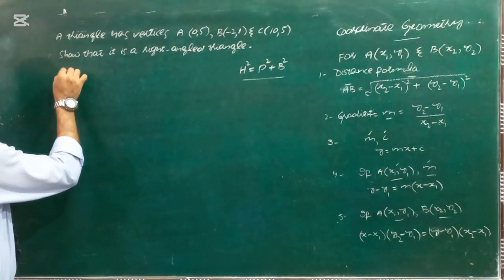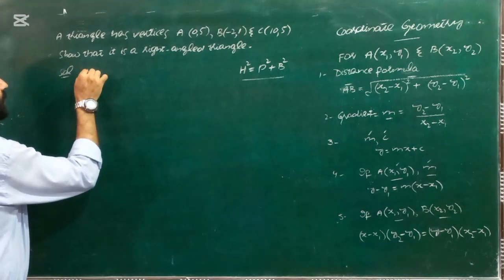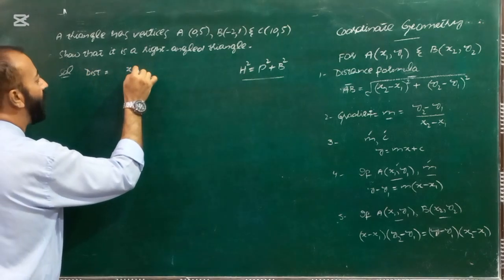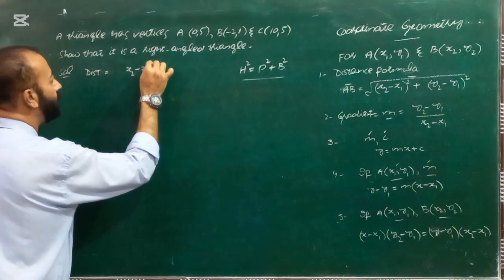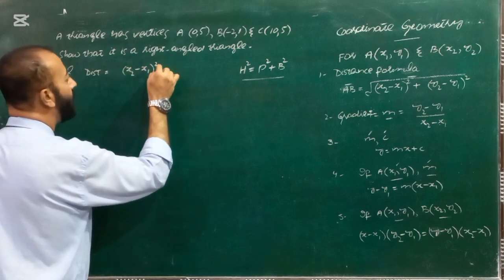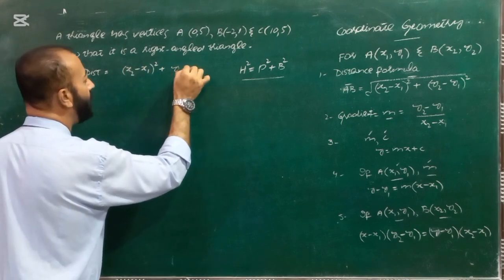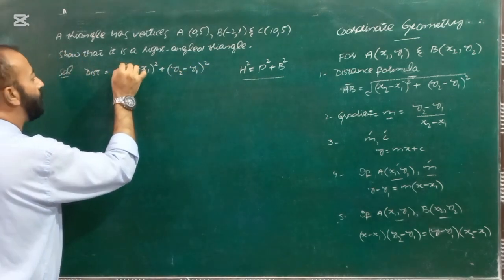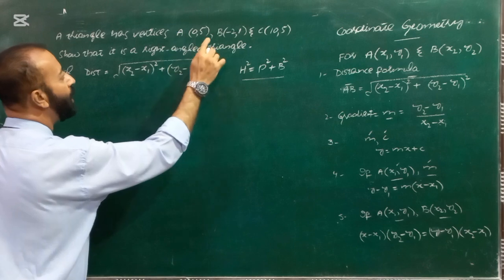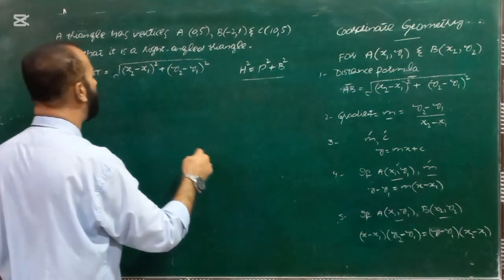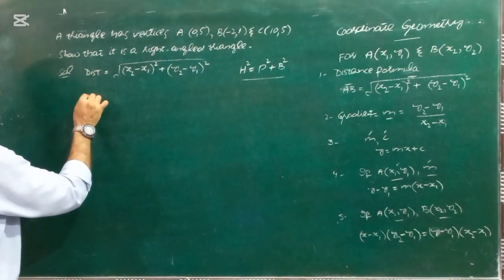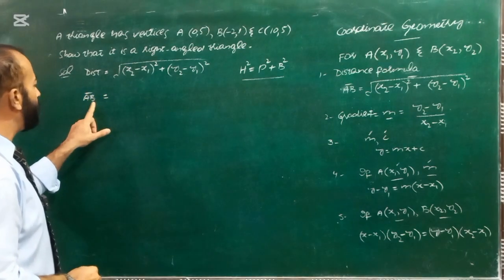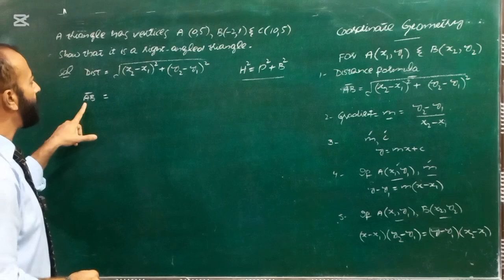So look now, the solution is here. The distance formula is the square root of (x2 minus x1) whole square plus (y2 minus y1) whole square. So first we will find the distance between AB, BC and AC. First we are going to find the distance AB. The later point is x2, y2, and the initial is x1, y1.